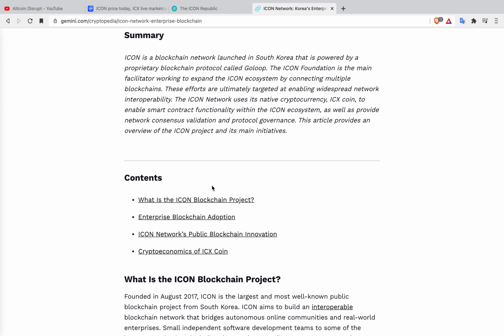So in summary, Icon is a blockchain network that launched in South Korea that is powered by a proprietary blockchain protocol called Loopchain. The Icon Foundation is the main facilitator working to expand the Icon ecosystem by connecting multiple blockchains. Now, these efforts are ultimately targeting enabling widespread network interoperability. So the Icon network uses a native cryptocurrency called ICX coin.